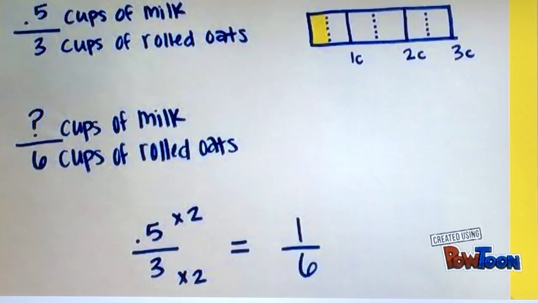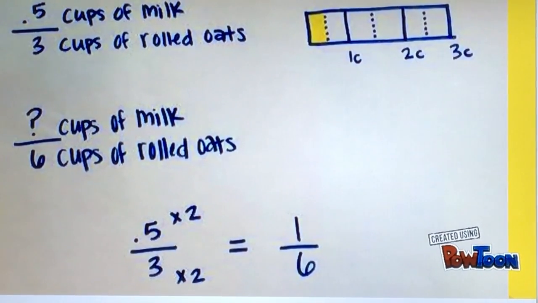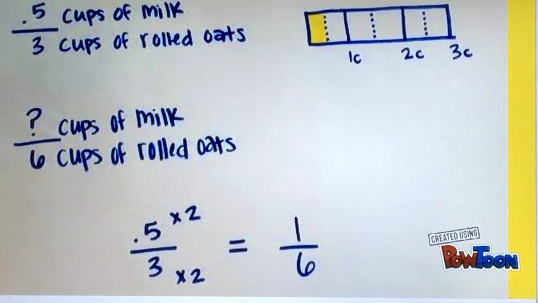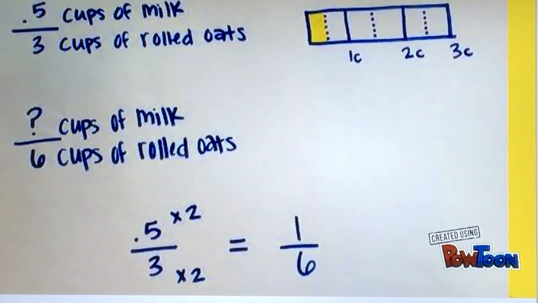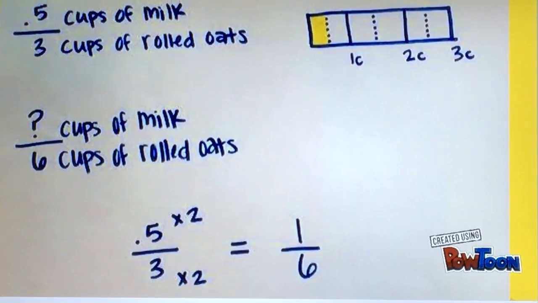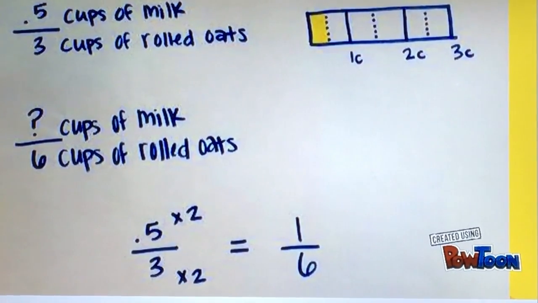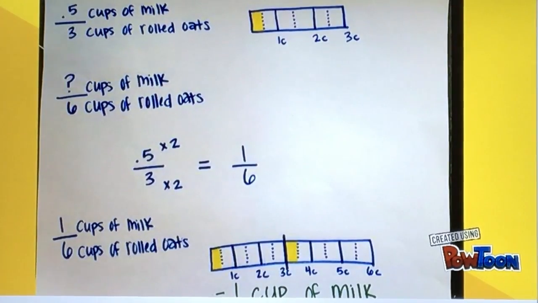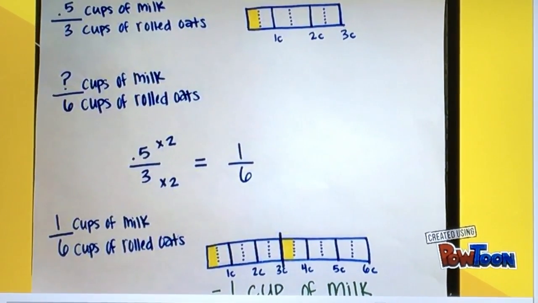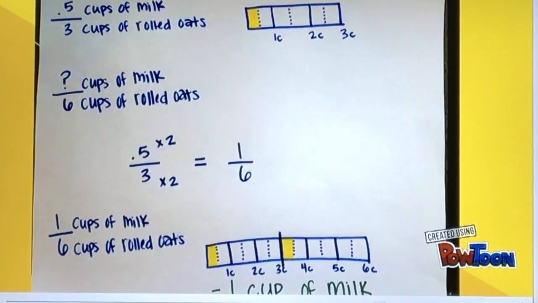We know that 3 is half of 6, so we take 3 times 2, which gives us the 6. Again, everything we do to the top, we need to do to the bottom. So that means we will take the 0.5, or the 1/2 cups of milk, times 2. And 1/2 times 2 gives us 1 whole. One cup of milk to every 6 cups of rolled oats.